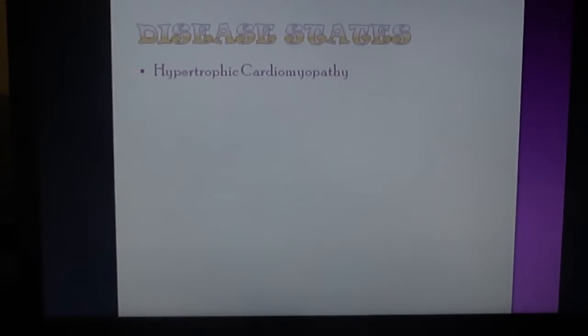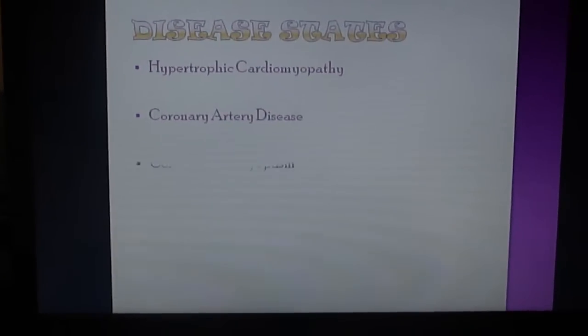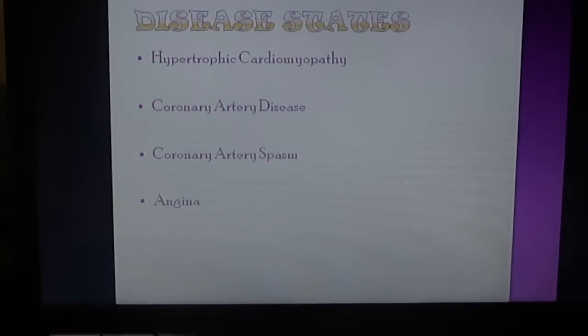Here is a quick cartoon. The disease states that require the use of calcium channel blockers are hypertrophic cardiomyopathy, coronary artery disease, coronary artery spasm, angina, and cardiac syndrome X.